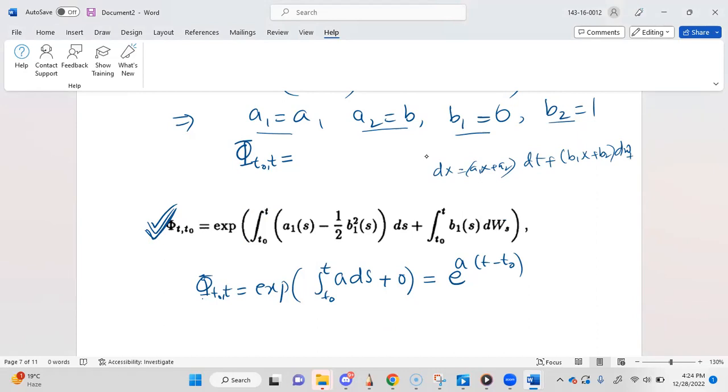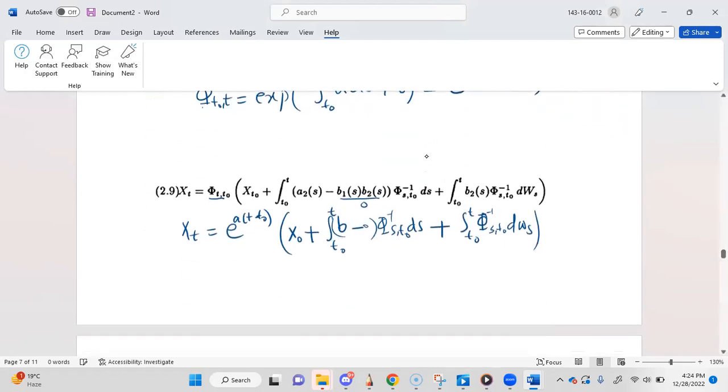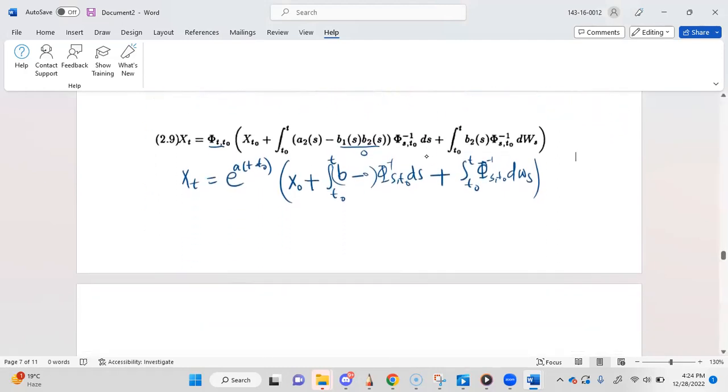What was that? dXt was equal to (a1 X plus a2) dt plus b2 dWt. So your b1 is going to be 0, right? You just set b1 to 0 and in the most general case you will get this, and your phi will be accordingly settled. Now you calculate this phi of t naught to t, which is this.